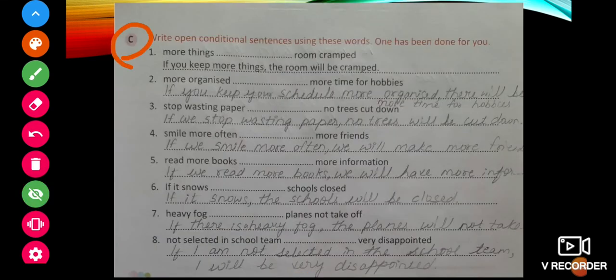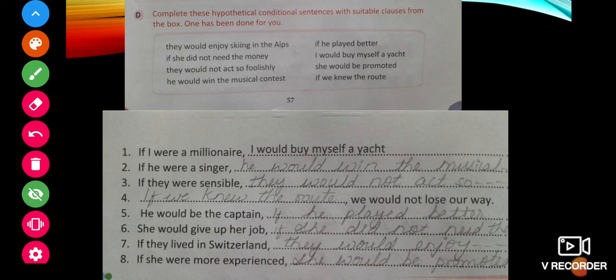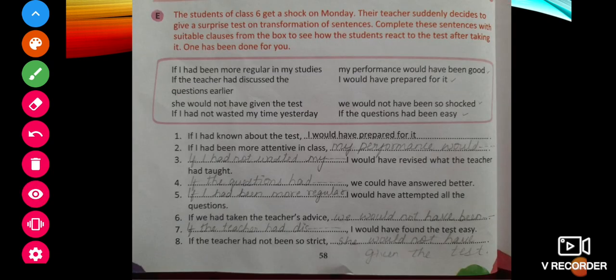Similarly students, this is exercise C. It is given in your textbook. So please pause the video, complete this and then move ahead. This is exercise D again, which is given on page number 57. And this is the last exercise, exercise E, given on page number 58. So please complete your textbook. The exercises for your notebooks will be sent to you later.